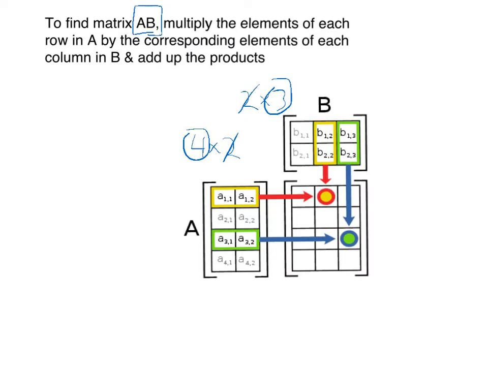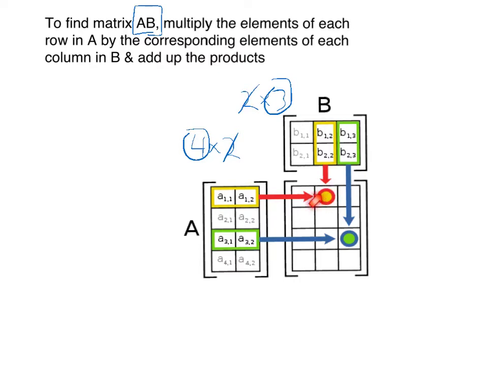Well, if you notice here, if I'm going to populate this, that element in my product matrix right there is the first row and the second column. So what we do is we take the first row of A and the second column of B, and we're going to do what it says up there. We're going to take the products of the corresponding elements, and then we're going to add them up. Okay?